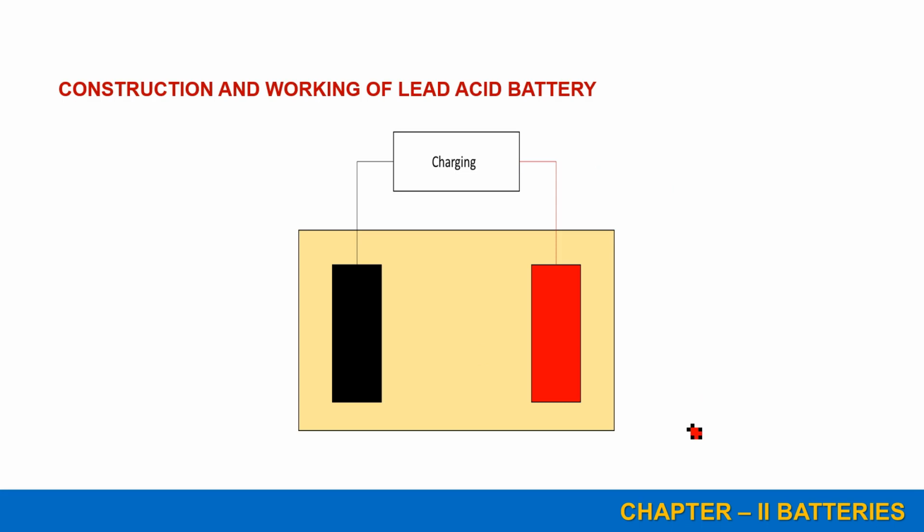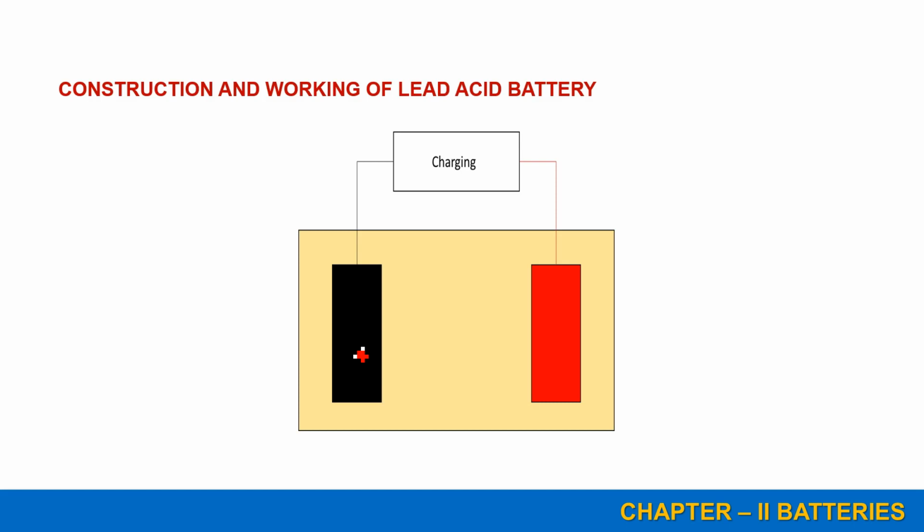So what is meant by a battery? A battery is a device which converts chemical energy into electrical energy. During the discharging condition, the battery produces electricity by converting the chemical energy. This is very important. And then, during the charging condition, what will happen? The electrical energy is given to the battery, so the battery converts the electrical energy into chemical energy during the charging condition. So this is the overview of the battery.